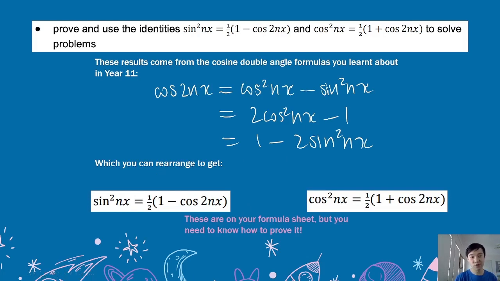So luckily for you guys, these results are on your formula sheet, but it's still useful to know where they come from, because in the old syllabus, when I did my HSC, we basically weren't given these formulas on our reference sheet. We had to rearrange them from the double angle formula. So we had to know them by heart, otherwise we would be sort of screwed in an exam if we didn't know the process in order to integrate sine squared and cos squared.